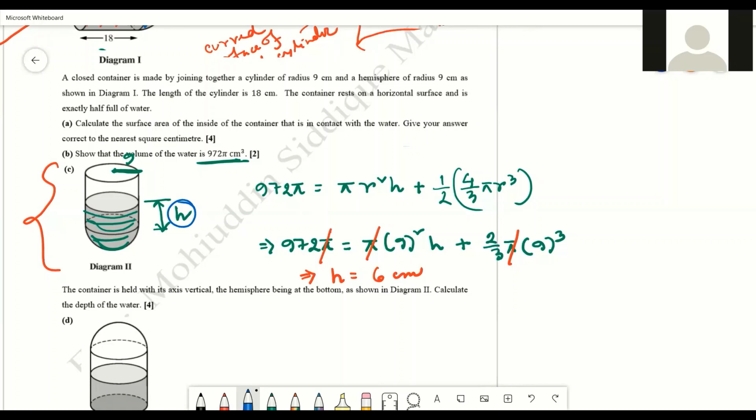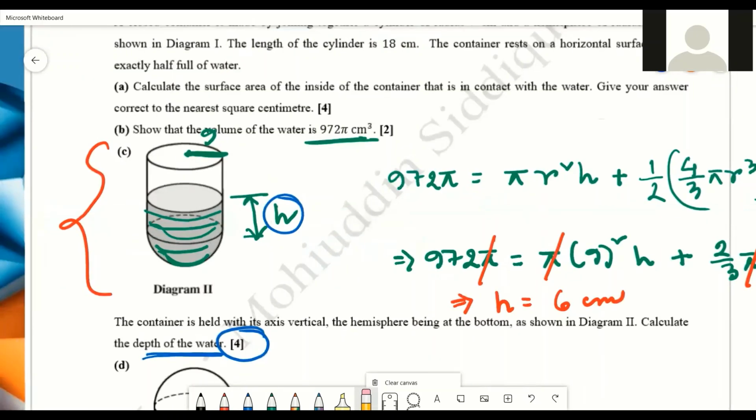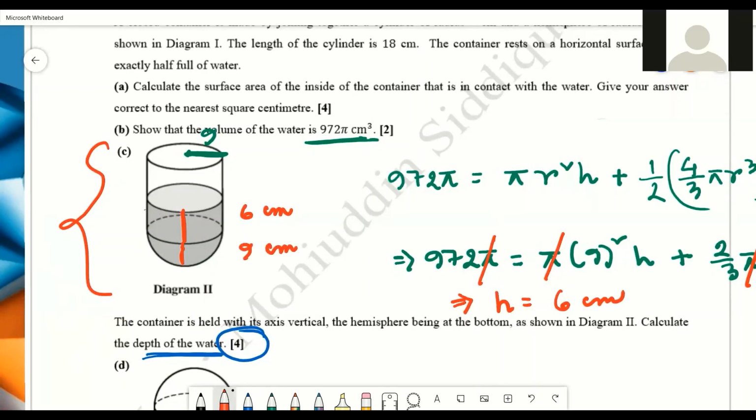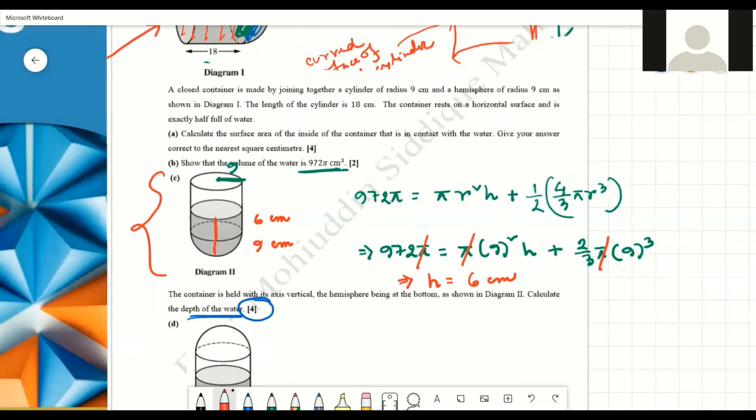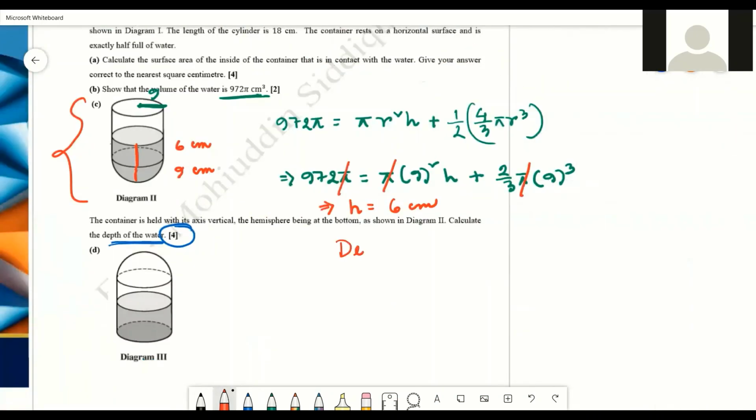But the question was asking about the depth of the water, and it's also carrying 4 marks. So depth of water means the height of the cylinder plus the radius of the hemisphere. It was 6 centimeter and the radius is already 9 centimeter. So the depth of water will be 9 plus 6, 15 centimeter, and it's correct. I hope you have understood it.